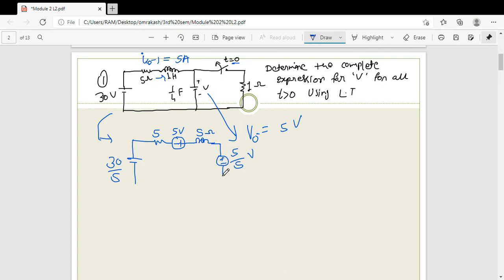Now this capacitor is connected directly with this voltage source, and this becomes 4 by S in ohm. Now you need to find out the expression for this voltage, right? So you need to find out this Vs.